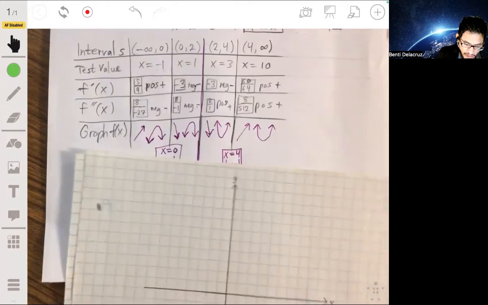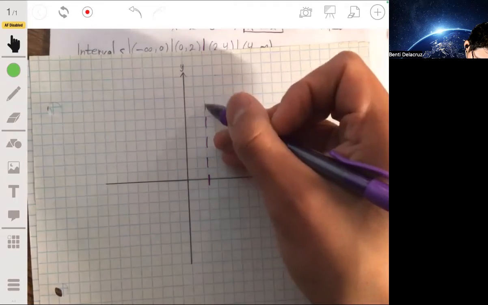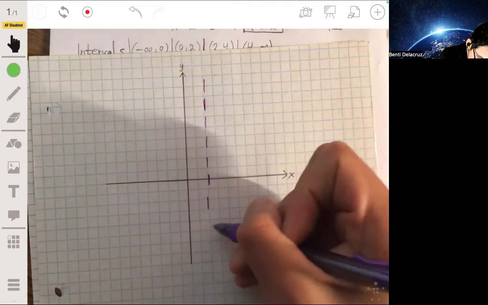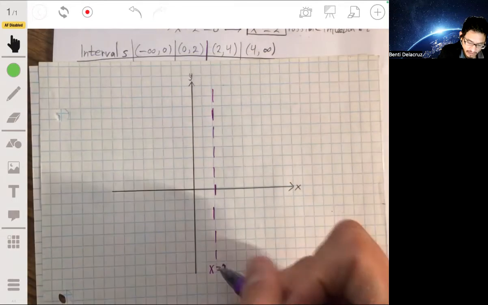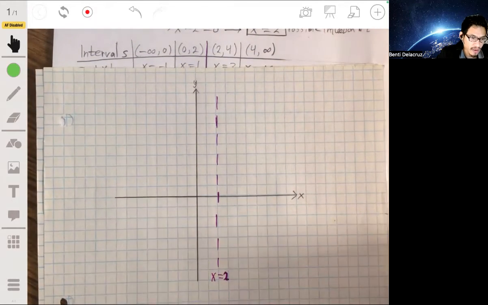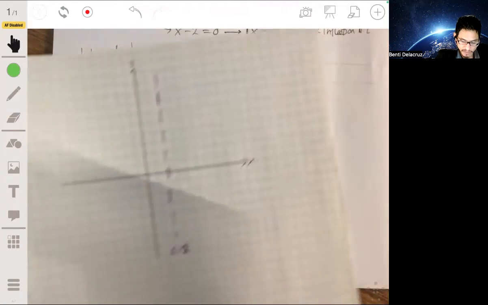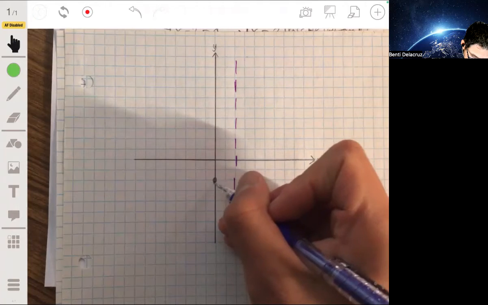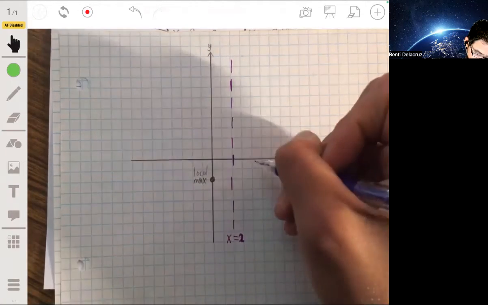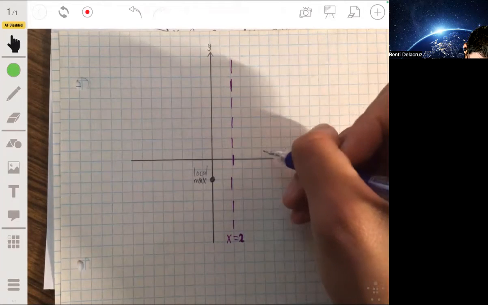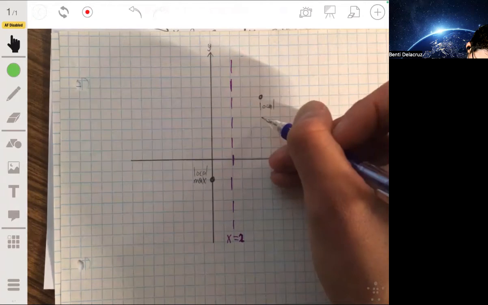All right, so let's draw our vertical asymptote x equals 2. That looks pretty good. This is contrast. So x equals 2. It kind of doesn't look like a 2, but okay. Now we have a local max at 0, -2, and a local min at 4, 6. Let's put points there. So 0, -2. Local min at 4, 6.